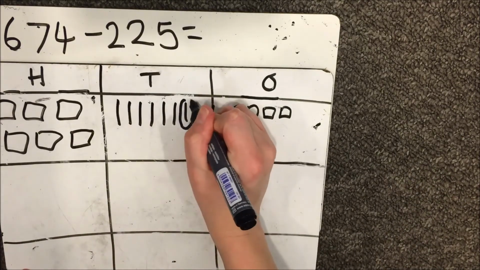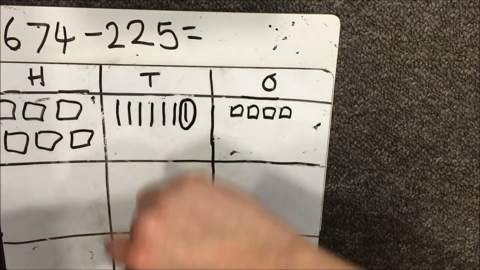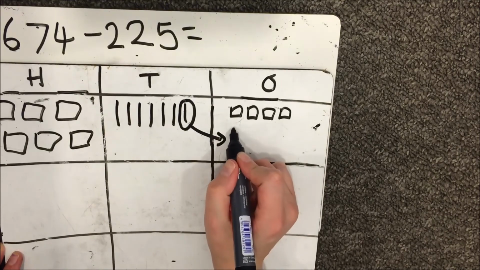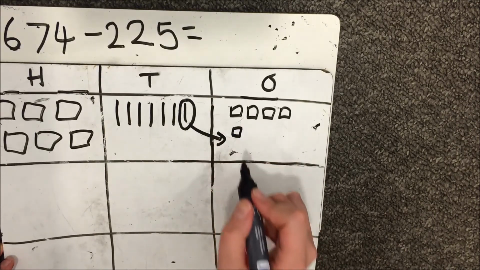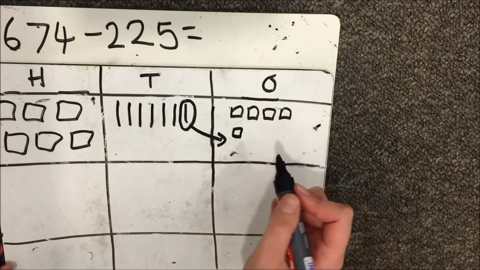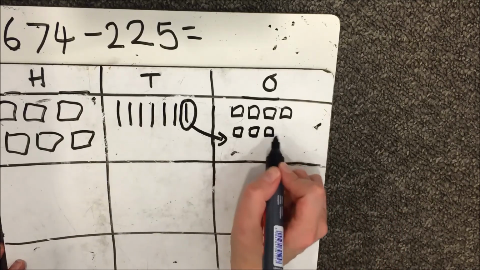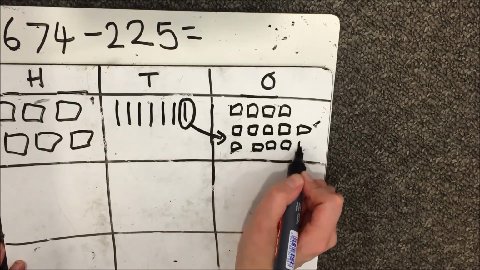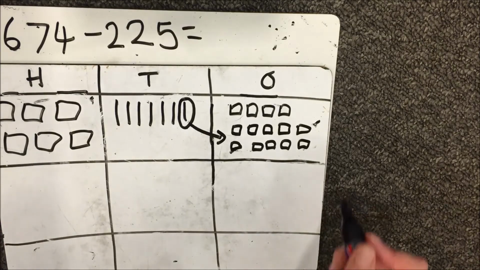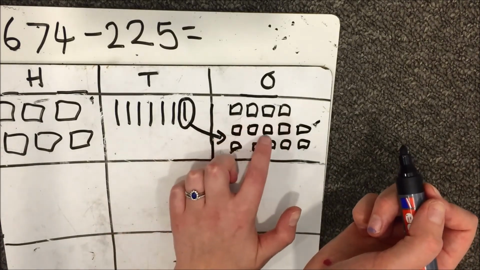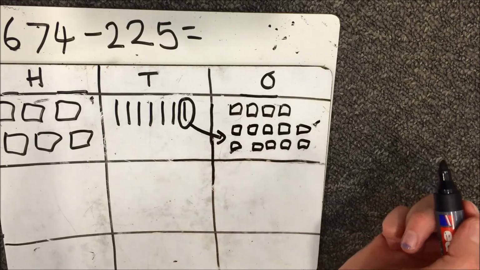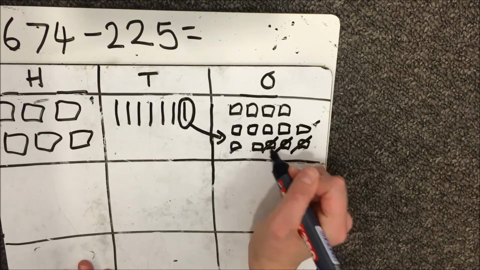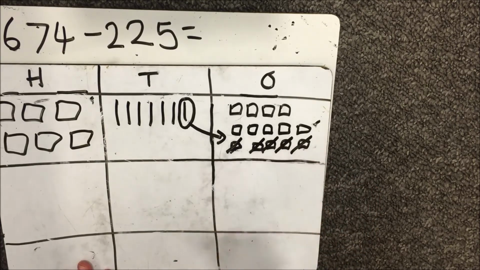We put a circle around it to show it's being exchanged. Another word for change. It's not being taken away. And it goes into our ones. Changes for how many ones? 10. 10 ones make 1 ten. 1, 2, 3, 4, 5, 6, 7, 8, 9, 10. Can we do it now? We've got 1, 2, 3, 4, 5, 6, 7, 8, 9, 10, 11, 12, 13, 14 ones in there now.